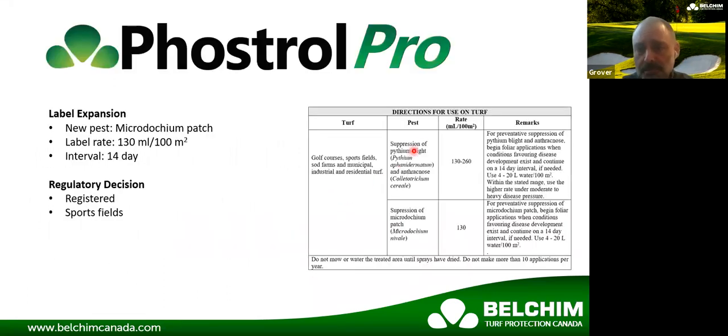When we look at the label, we have suppression of anthracnose and Pythium, rate range of 130 to 260, and microdochium patch, 130 mils applied biweekly. And we had also clarified some of the wording on the label. It used to read sports turf, which now reads sports fields. So anyone who manages sports fields can use this product.